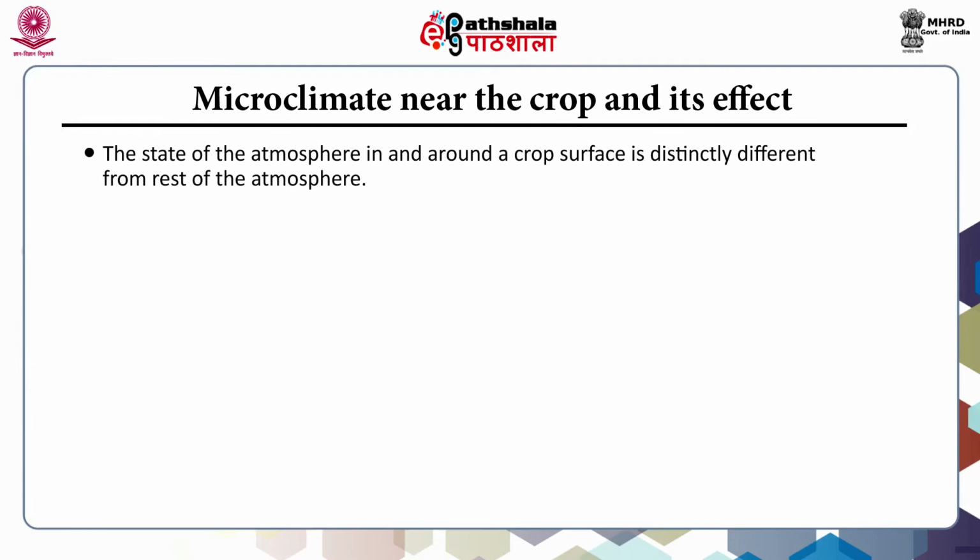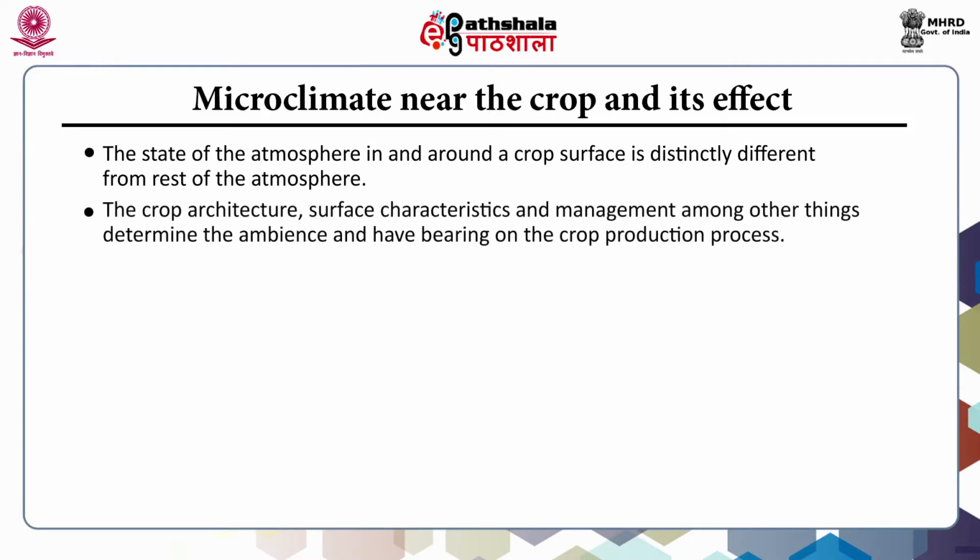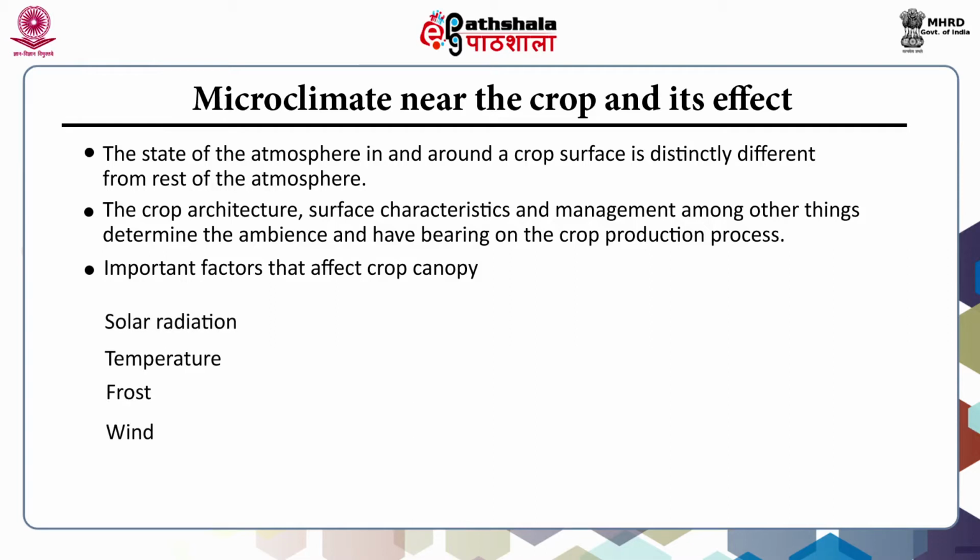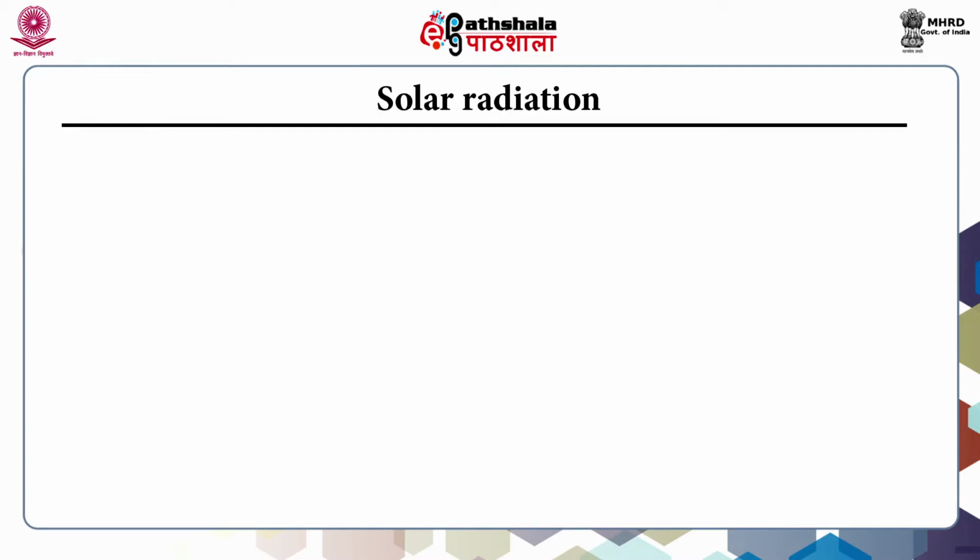The state of the atmosphere in and around a crop surface is distinctly different from the rest of the atmosphere. The crop architecture, surface characteristics and management, among other things, determine the ambience and have a bearing on the crop production process. The important factors that affect the crop canopy are solar radiation, temperature, frost and wind. Let's see them one by one in detail.